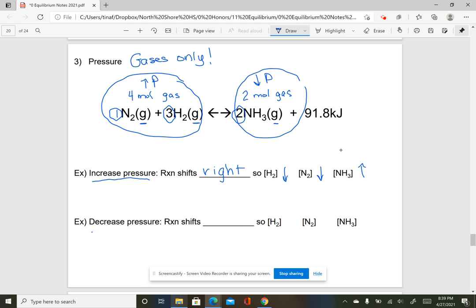Same thing if I decrease pressure, guys. I want to be like, okay, that's stressful. What does the reaction want to do to fix itself? The reaction wants to make the pressure go back up. It wants to go back to normal. So which way is going to make the pressure go back up? Going to the left. If I go to the left, my reactants are going to increase. I'm making 4 moles of gas out of 2, more pressure, and my right side's going to go down. Okay. So that's Le Chatelier's principle.